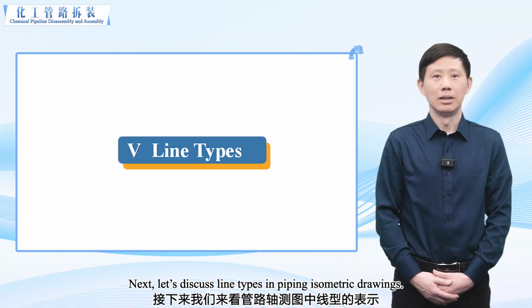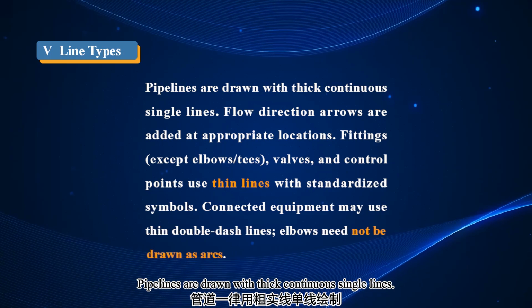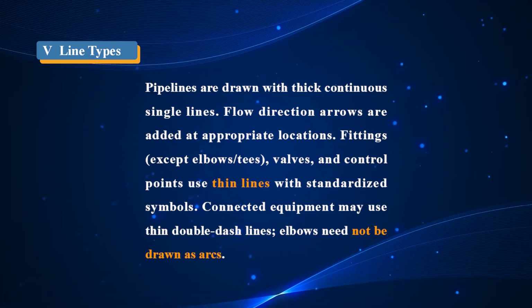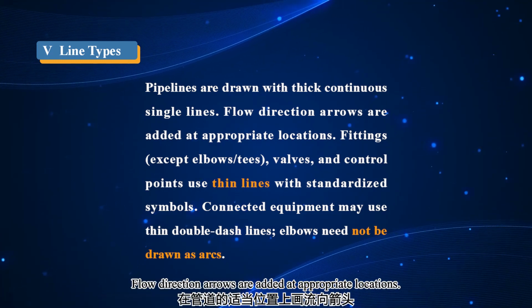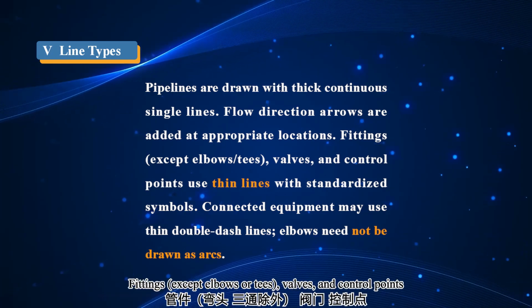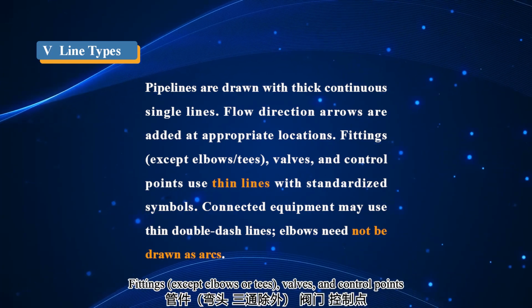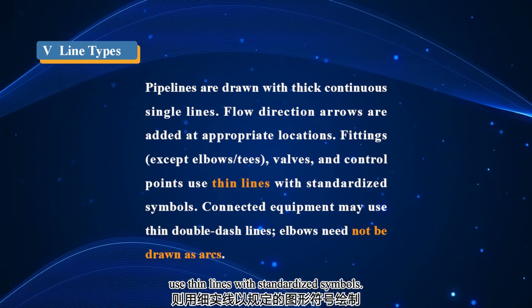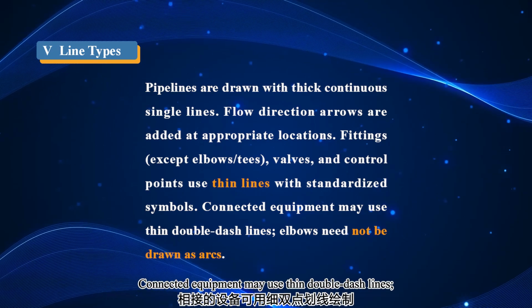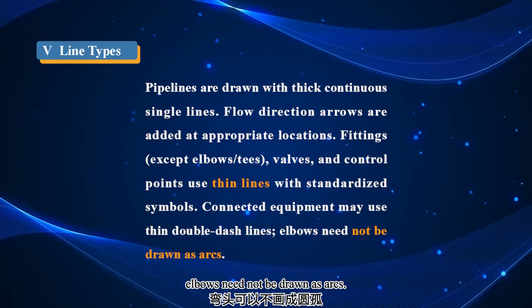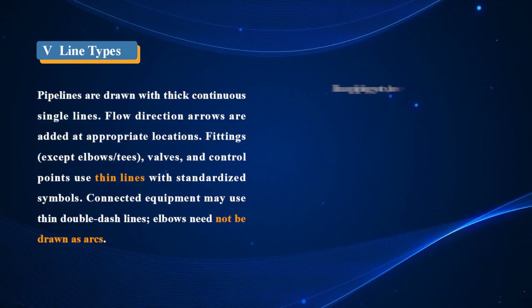Next, let's discuss line types in piping isometric drawings. Pipelines are drawn with thick, continuous single lines. Flow direction arrows are added at appropriate locations. Fittings, except elbows or tees, valves, and control points, use thin lines with standardized symbols. Connected equipment may use thin double dash lines. Elbows need not be drawn as arcs.